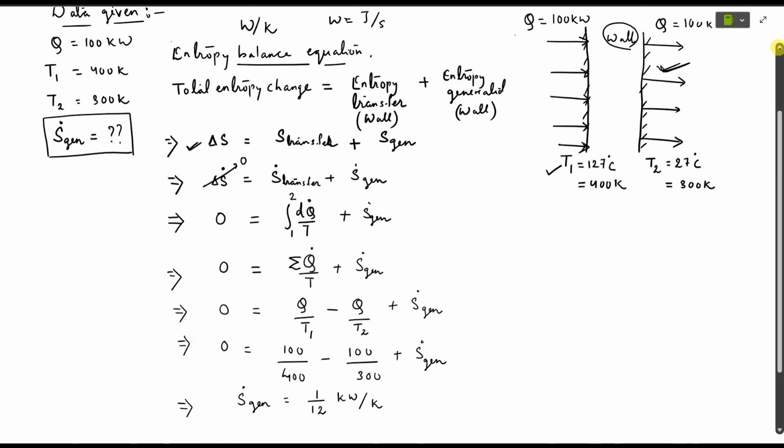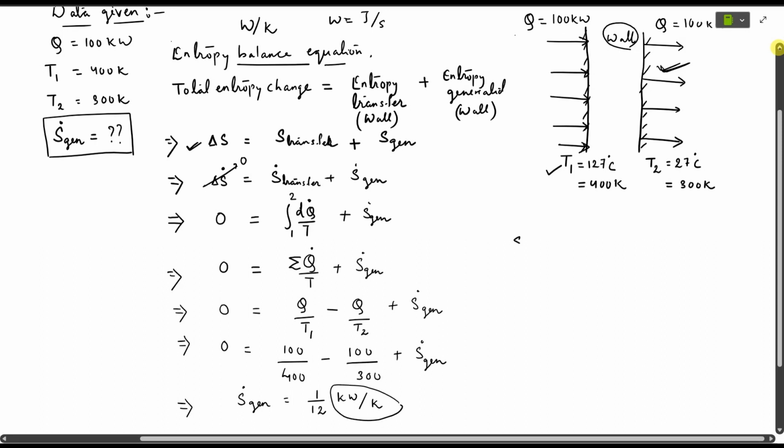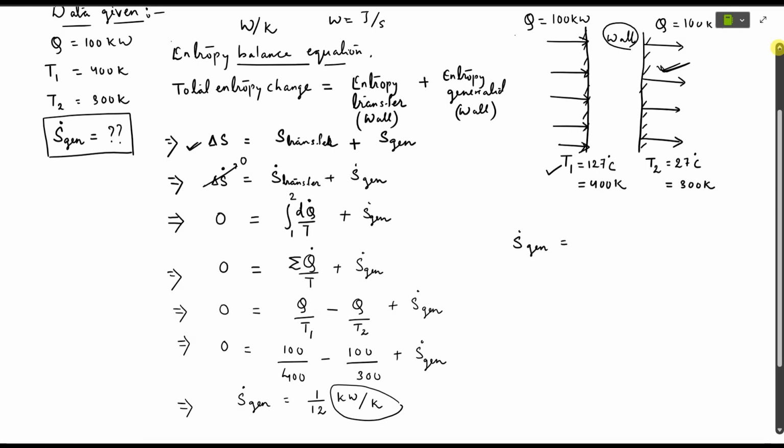So let's convert the unit kilowatt per Kelvin into watt per Kelvin. S dot generation is equal to 1 by 12 kilowatt per Kelvin, and 1 kilowatt per Kelvin is 1000 by 12 watt per Kelvin. If you solve the expression, it becomes S dot generation equal to 83.33 watt per Kelvin. This is the final answer for the given numerical.